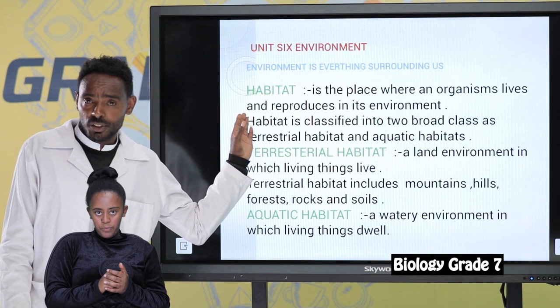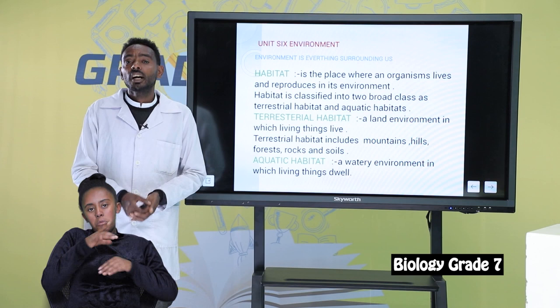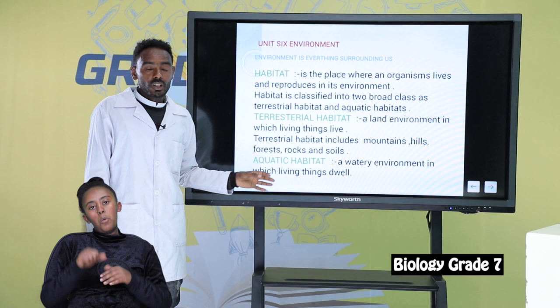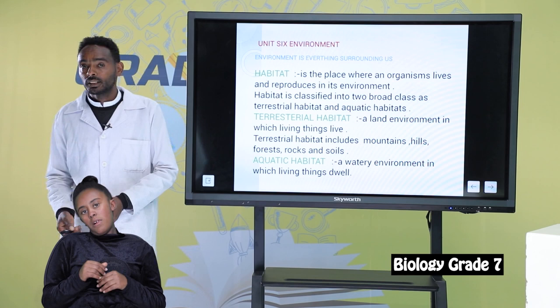Terrestrial habitat is a type of habitat which is called a land habitat. Or in simple, terrestrial habitat is land habitat. This habitat includes mountains, rivers, rocks, soils, deserts, grassland, and so on. It is generally called terrestrial habitat. In simple English, we define habitat as a home of organism. And the second one is aquatic habitat.